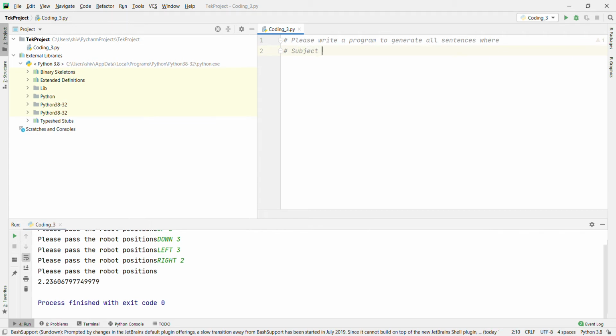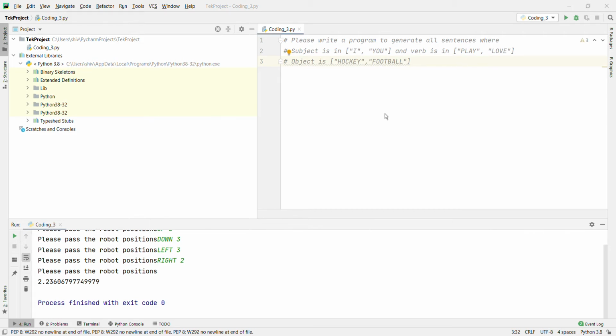The subject is I and U. And what are the verbs? The verbs will be play and love. And the object will be hockey and football.